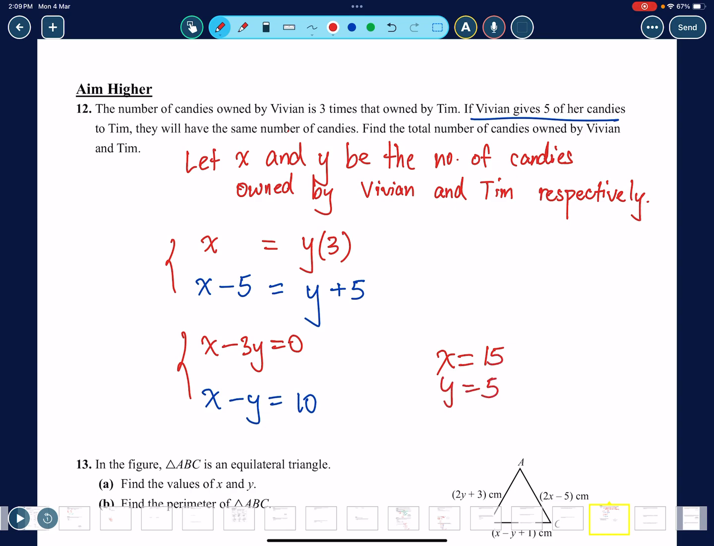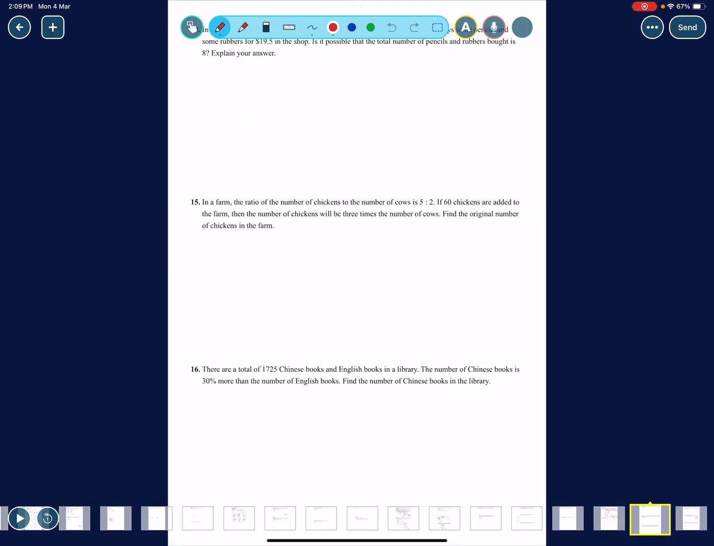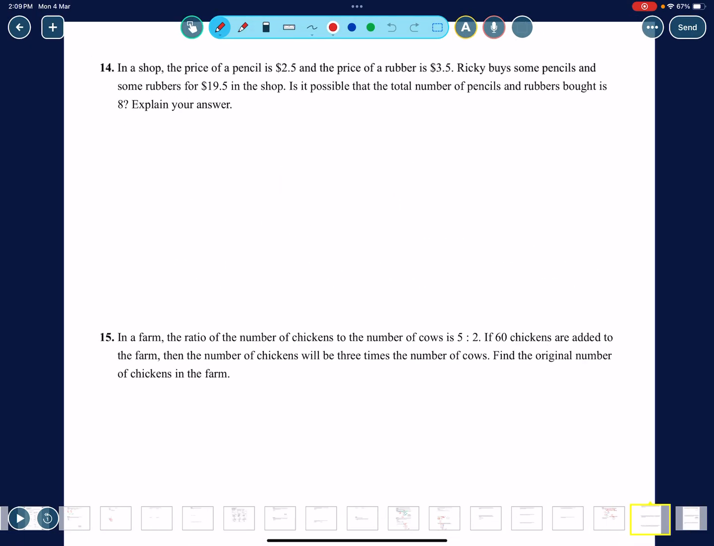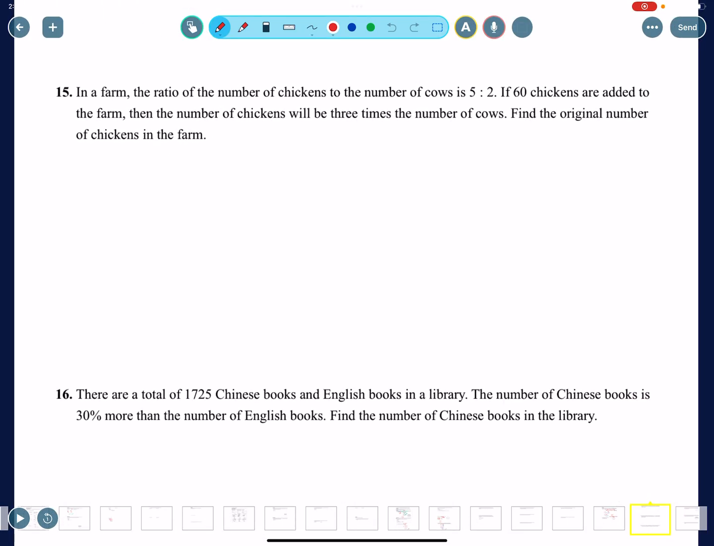Now the question is asking for the total number of candies, so please answer it properly. Total number of candies is 15 plus 5, which is 20. Now let me see if there are other things that you might come across. I think price, you're okay. You can understand price, right?